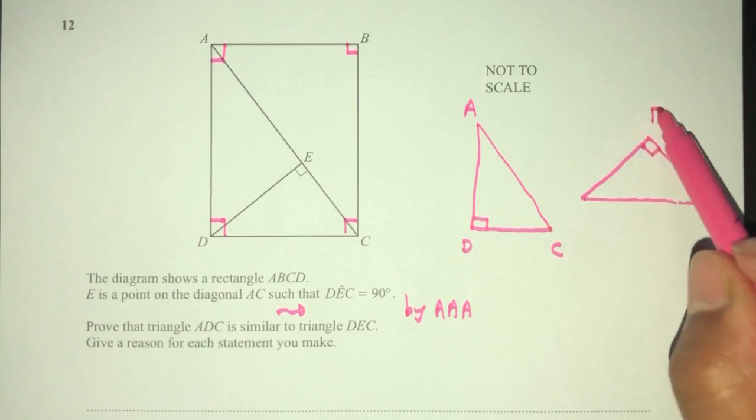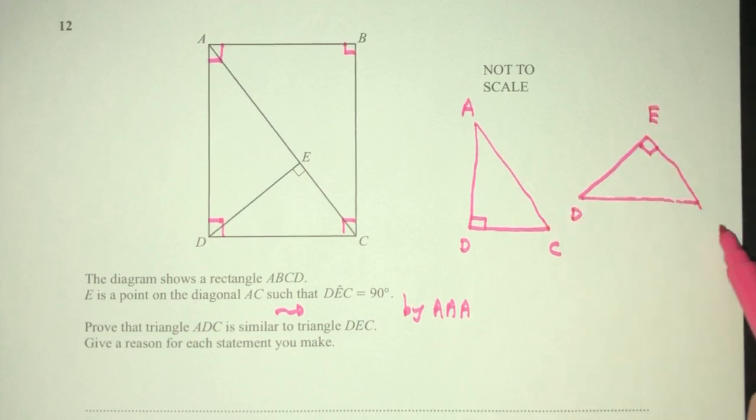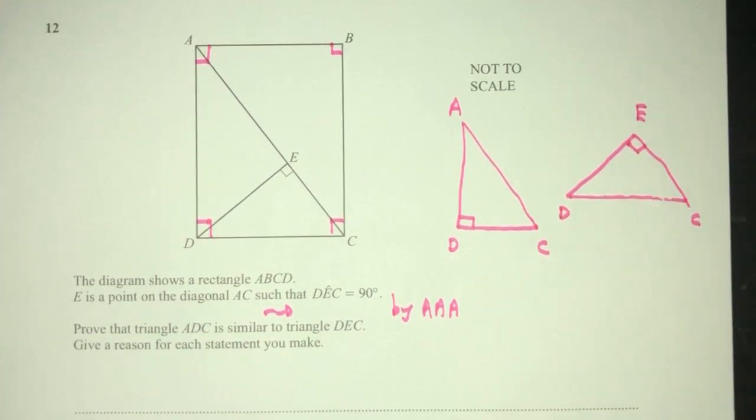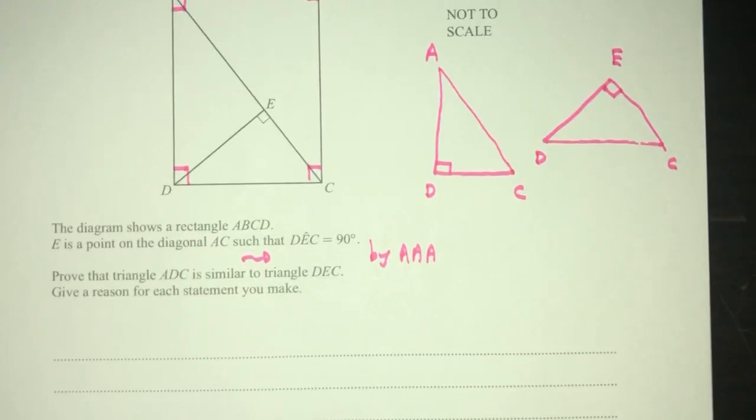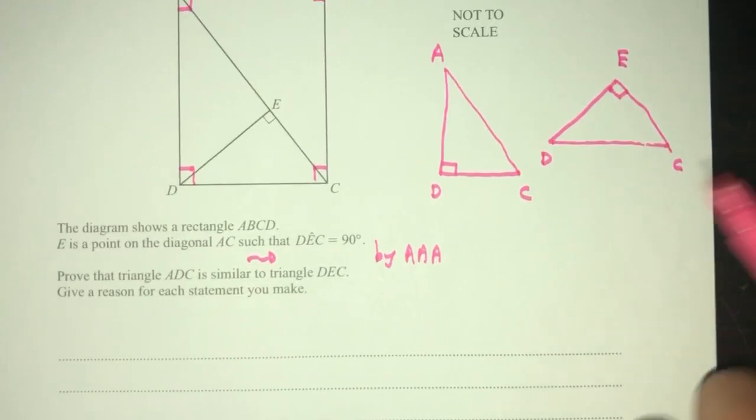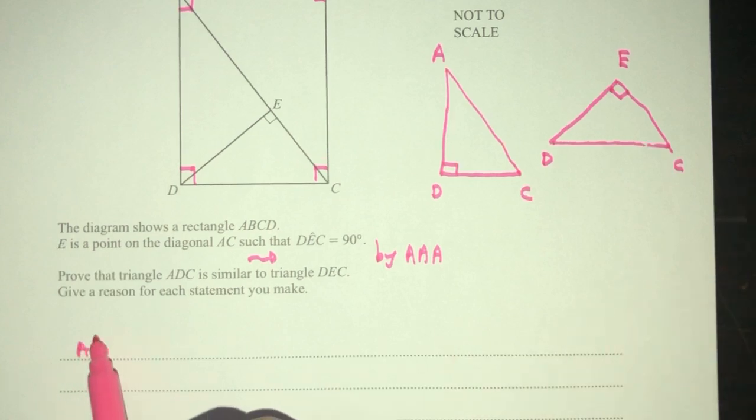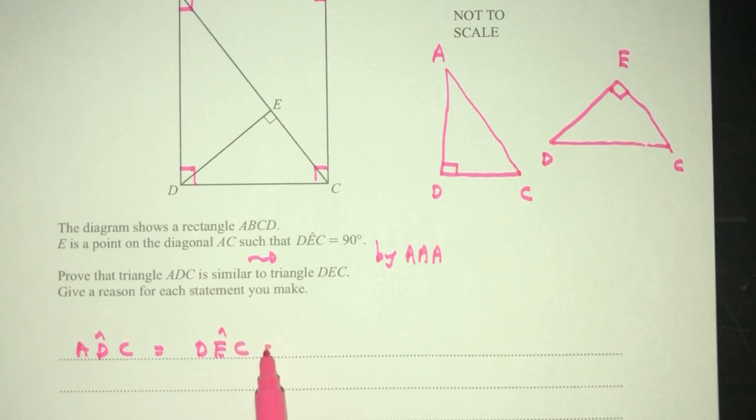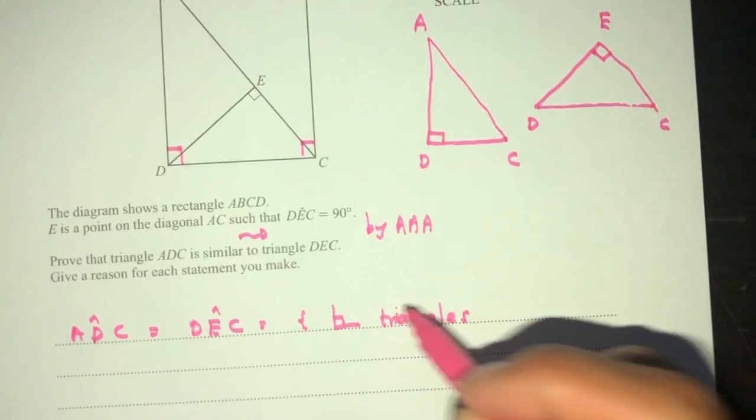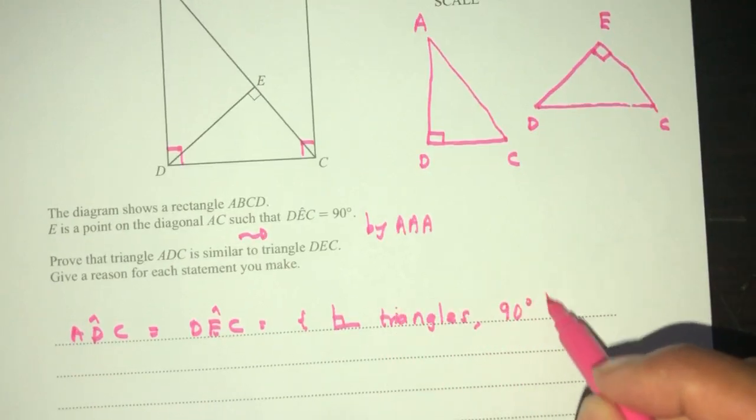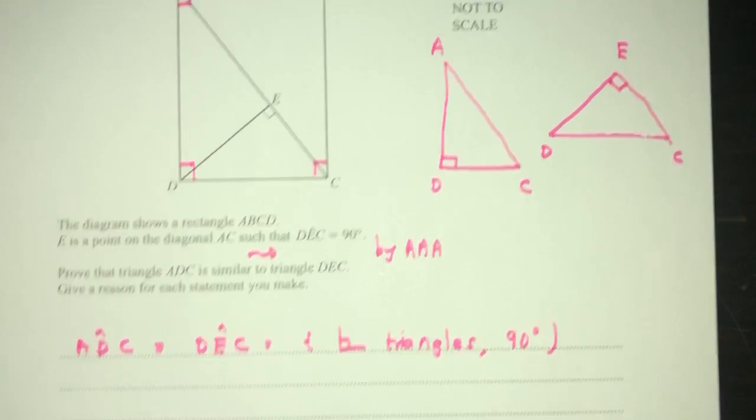Okay, here you go. This is E, D, and C. Now, the goal here is to prove that the corresponding angles are equal and hence the triangles are similar. First things first, by observation, you can see that angle ADC is equal to angle DEC because they are right angle triangles. Or you can say the angle is 90 degrees just to show they are the same.